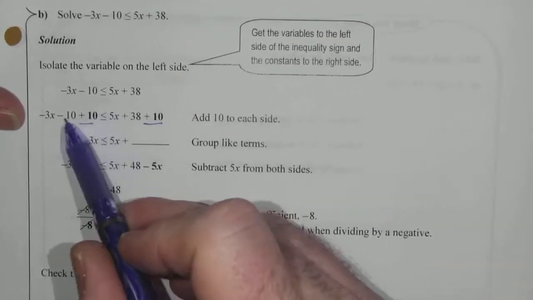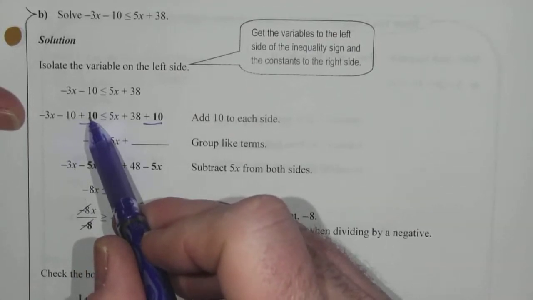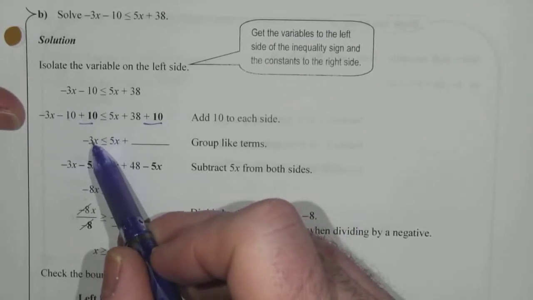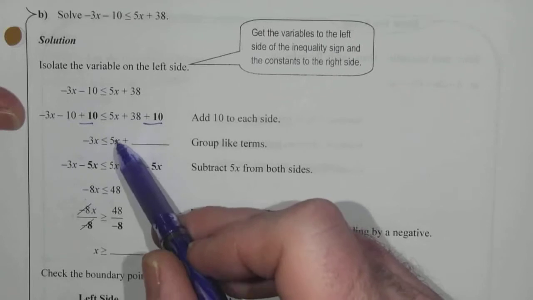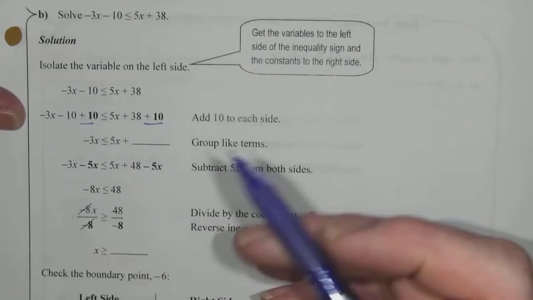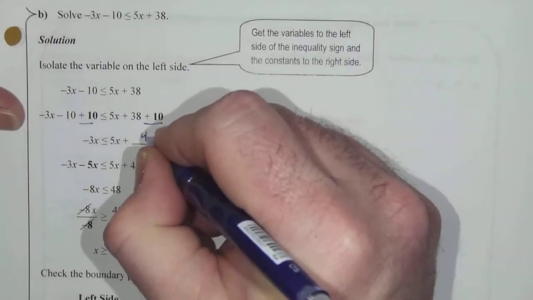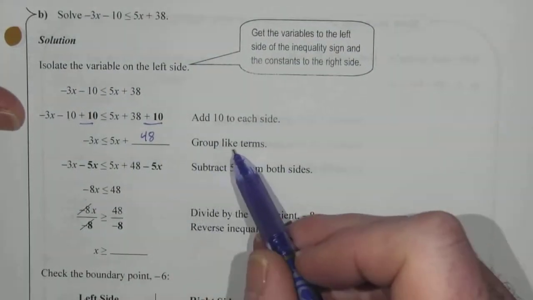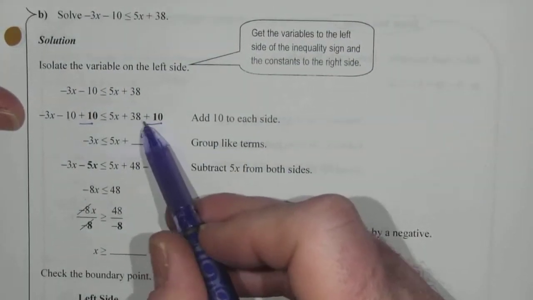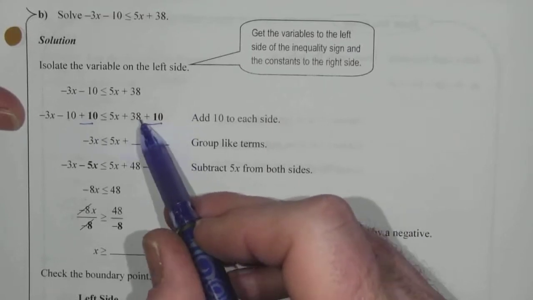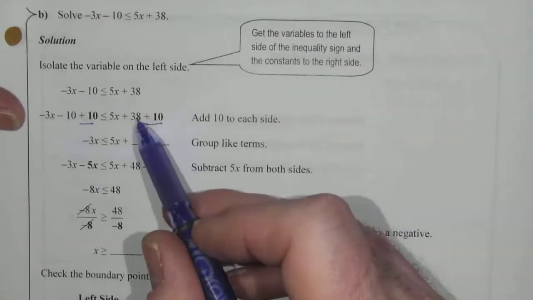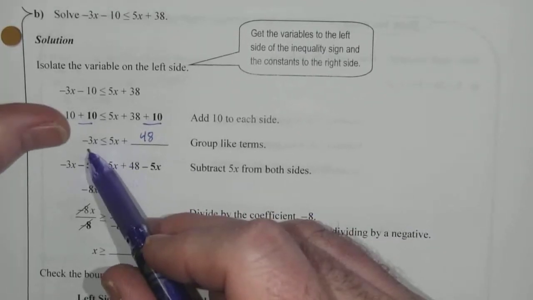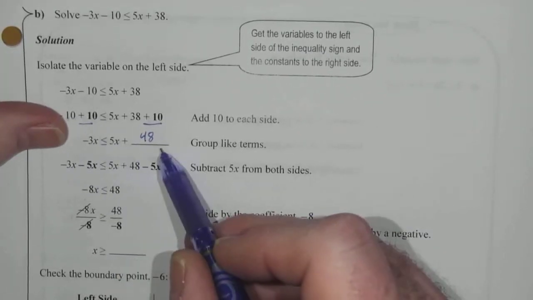These two 10s cancel each other out, leaving you with negative 3x on the left. 5x stays the same on this side. 38 plus 10 becomes 48 on the right. This is called grouping like terms when you do this. When you're combining your constants, they're considered to be like terms. So when you combine them, this is the result. So now we've got negative 3x is less than or equal to 5x plus 48.